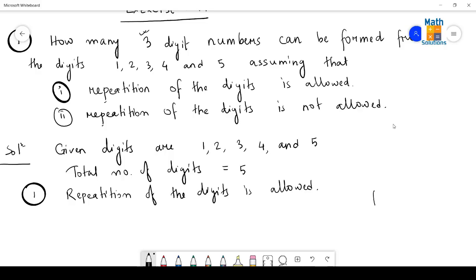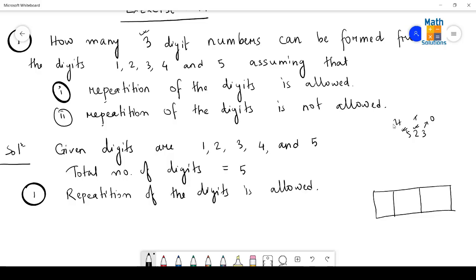So we know that in case of a 3-digit number there are 3 places. First one is for ones place, second one is for tens place, and the third one is for hundreds place. Normally when we write 3-digit numbers, say 523, the hundreds place comes here. Yes or no? Hundreds place comes here. Then the second place, this place is tens place. This is hundreds place, this is tens place, and this is ones place. Yes or no?